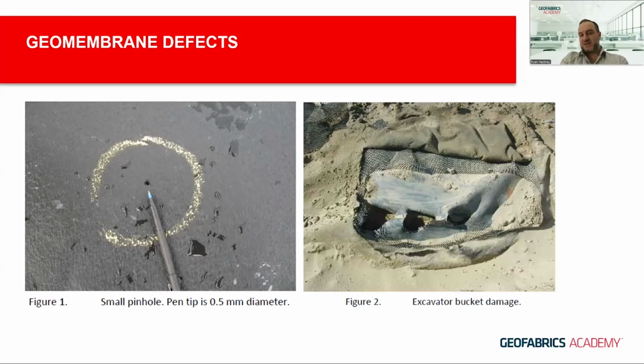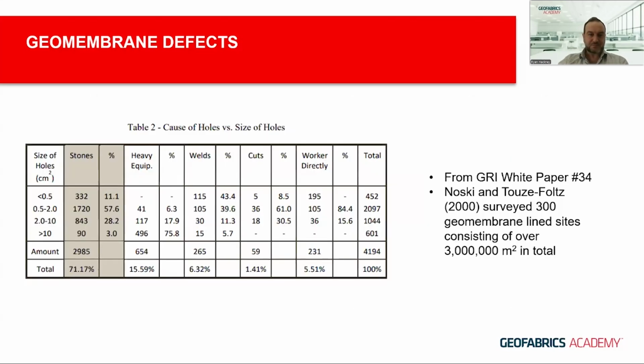And this isn't always going to be seen, because as the soils are being spread, these tears could happen underneath the soil, and it's not going to be apparent until a cover survey is actually carried out and can detect that this defect has happened. This is quite an old example here, but I think it's a good reference point. So this has been taken from GRI White Paper 34.